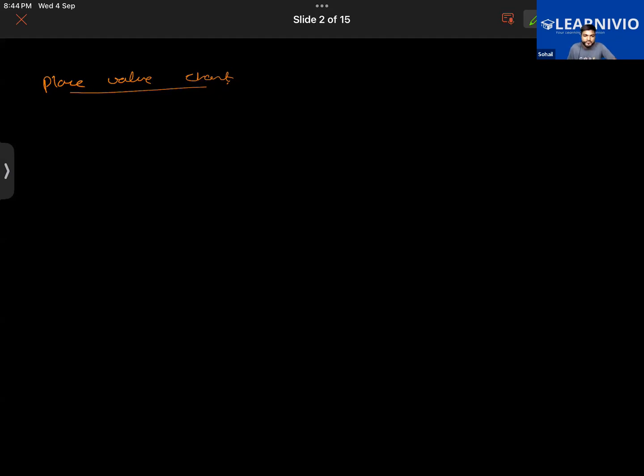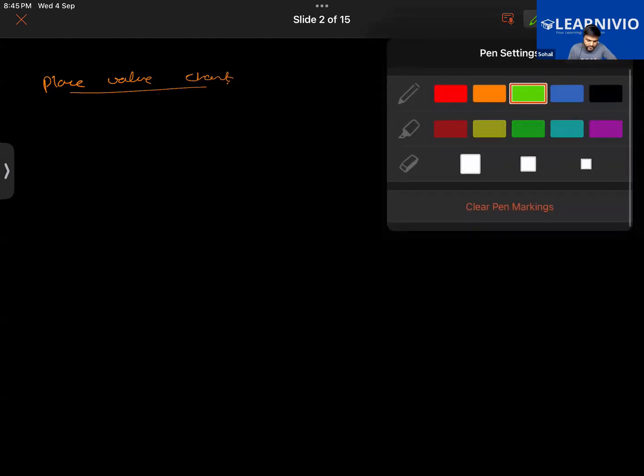Yeah, sure. In the place value chart, there would be some numbers and their places. For example, if 1234 is written and they ask which place is the two, it would be the hundreds place.